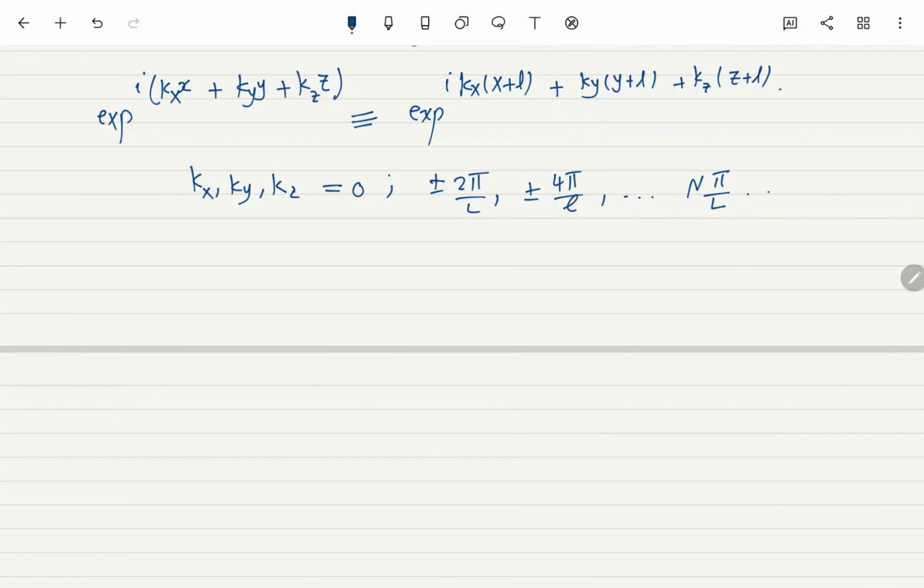And remember, there is only one allowed value of k per volume (2π/L) cubed in k space. In other words, (L over 2π) cubed is equal to V over 8π cubed. And remember, this is the allowed value of k per volume.